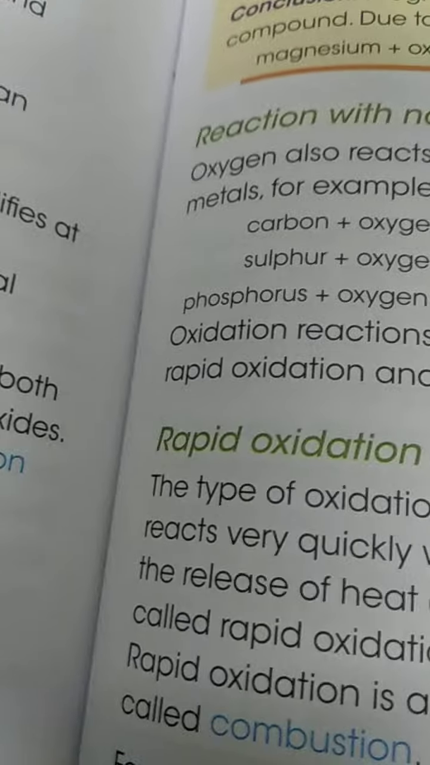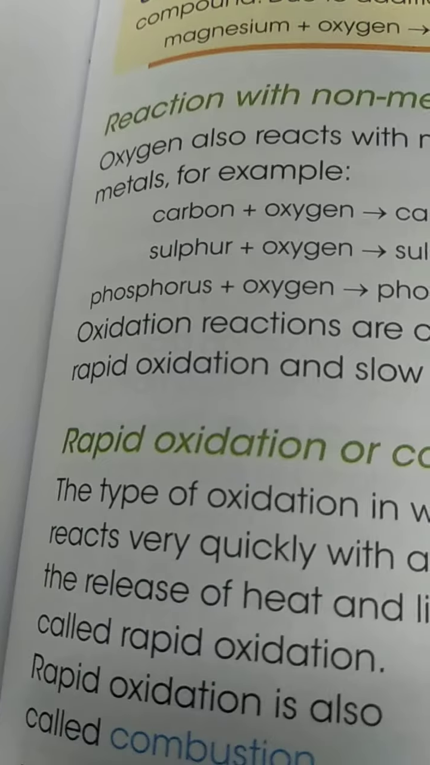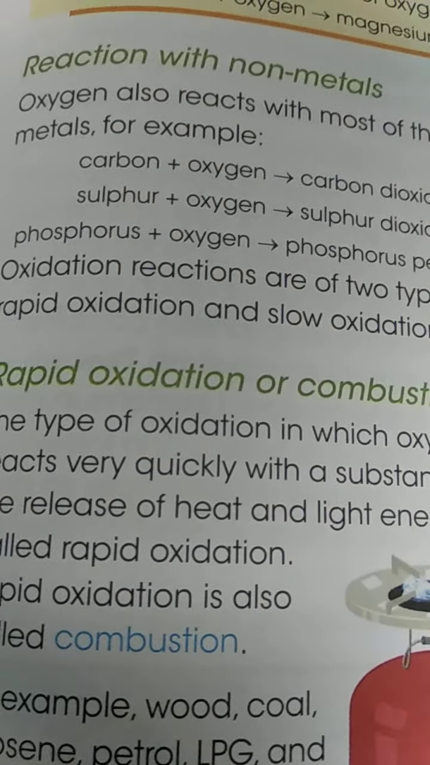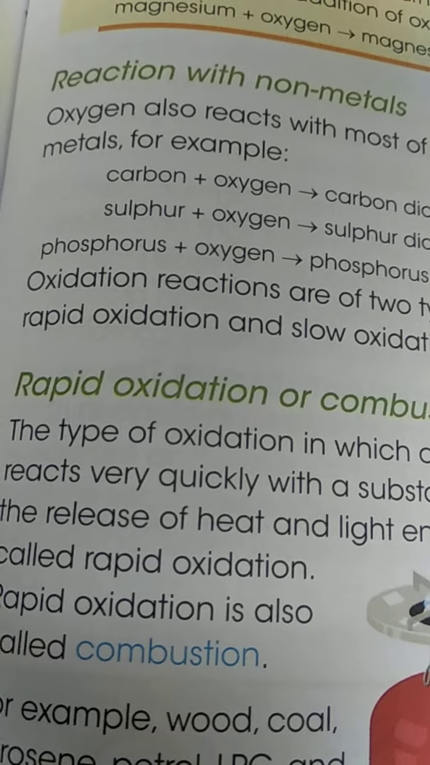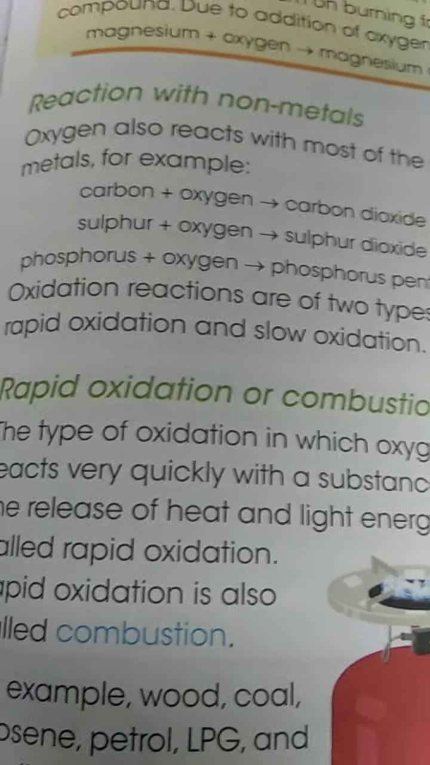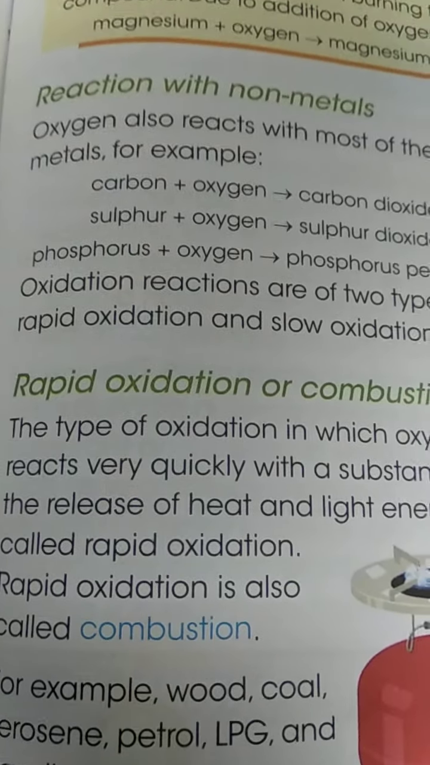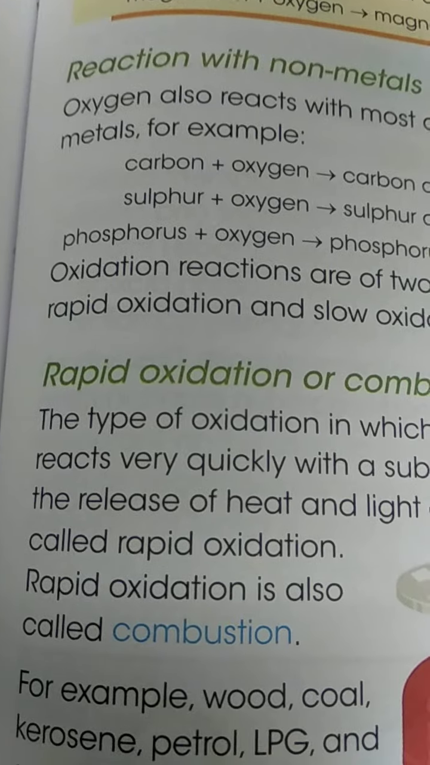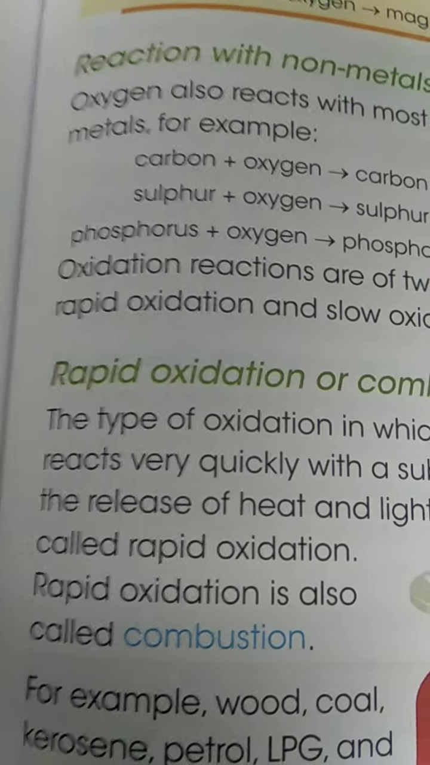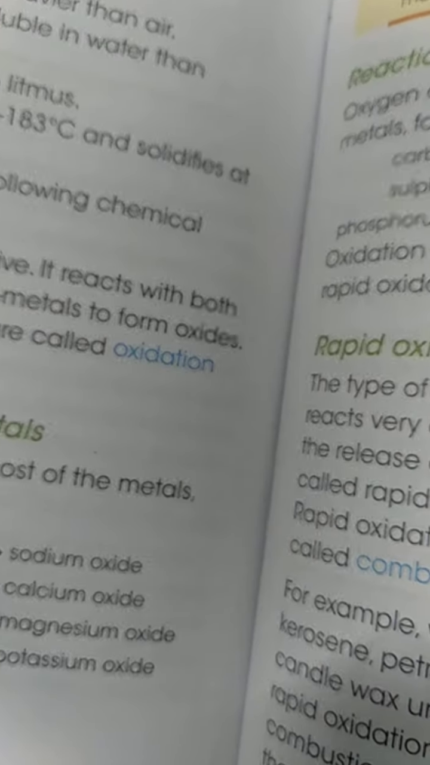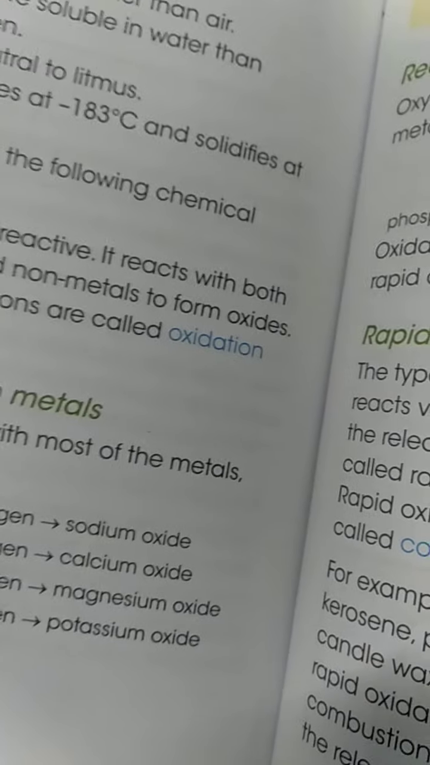Now, what is rapid oxidation? Rapid oxidation is an oxidation in which oxygen reacts very quickly with the substance. For instance, the release of heat and light energy is called rapid oxidation, and it is also known as combustion.